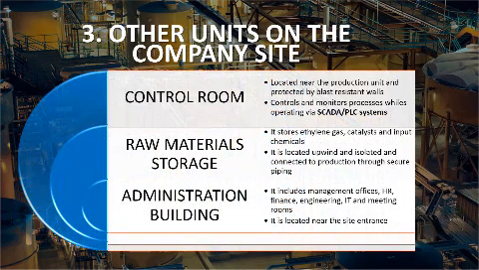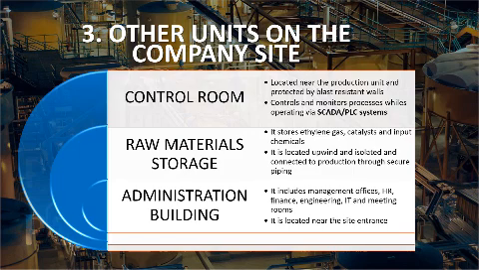Now to other units on the company site, the control room. The control room should be located near the production units and protected by blast-resistant walls. Also, the control room controls and monitors processes whilst operating via SCADA or PLC systems. The raw materials and storage unit stores ethylene gas, catalyst, and input chemicals. It is located upwind and isolated and connected to production through secure piping.